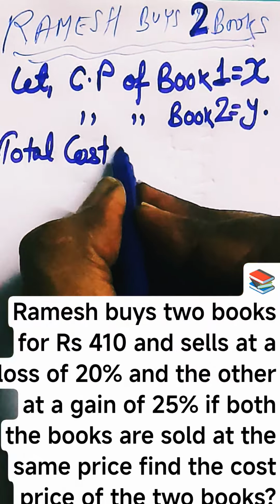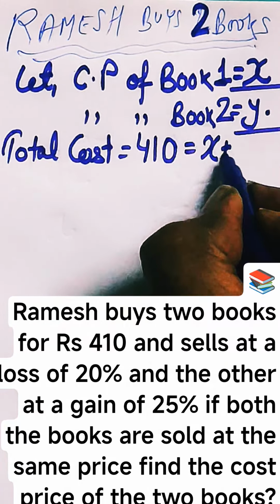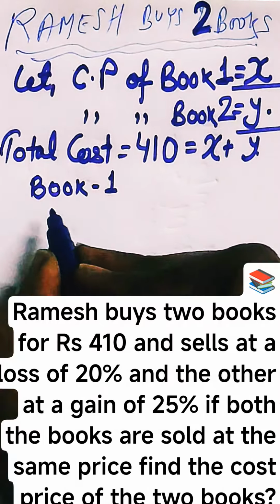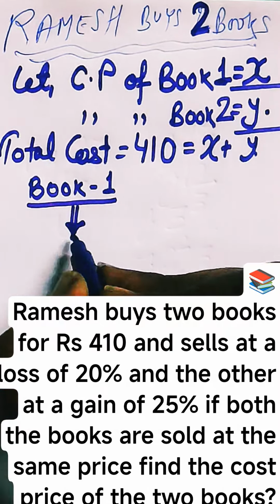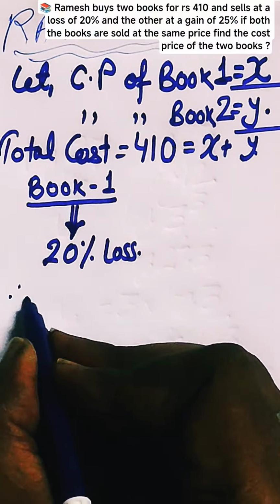So let the cost price of book 1 be rupees X and the cost price of book 2 be rupees Y, right? And as given in the question, 410 is the total cost of both the books. So 410 can be written as equal to X plus Y.